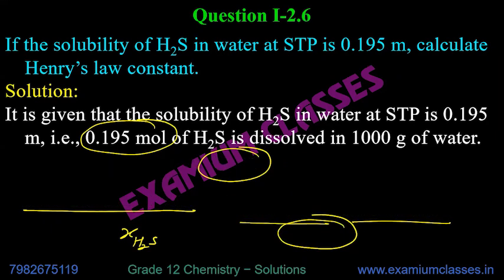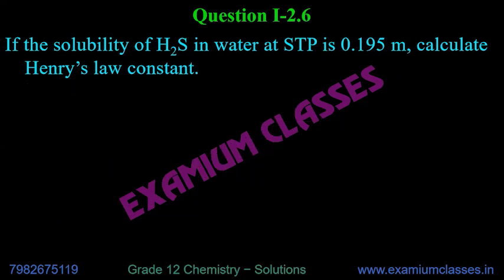Now see the question only and try to find out whether you will be able to do it yourself or not. Try to recall all the steps. Start with the molality 0.195 m, means 0.195 moles in 1000 grams of water. 1000 grams of water is 55.56 moles. So you got moles of both, you got the mole fraction of the solute, that is the gas in water.